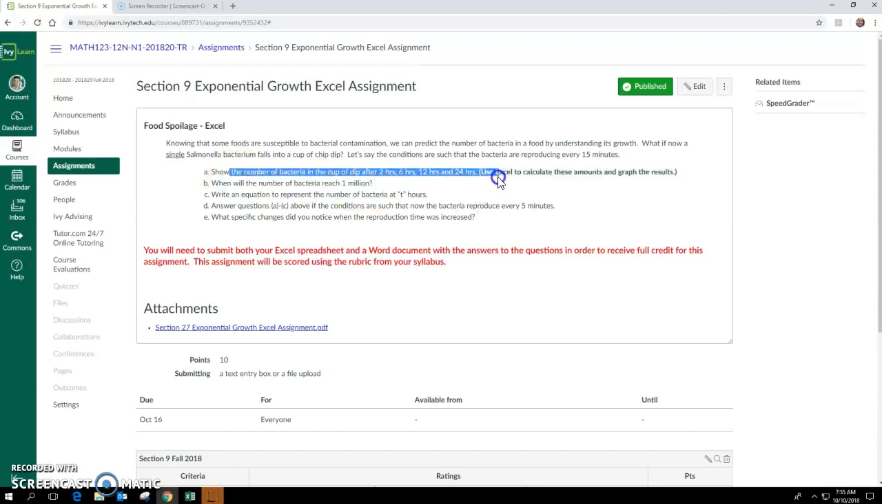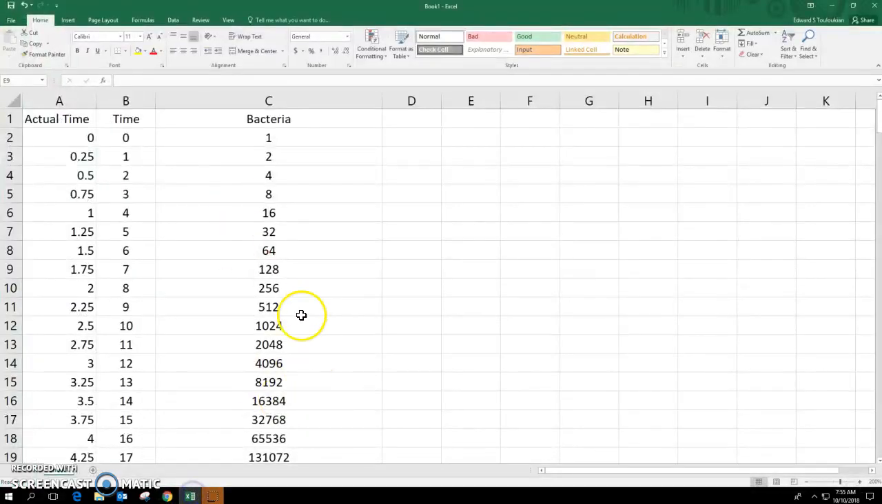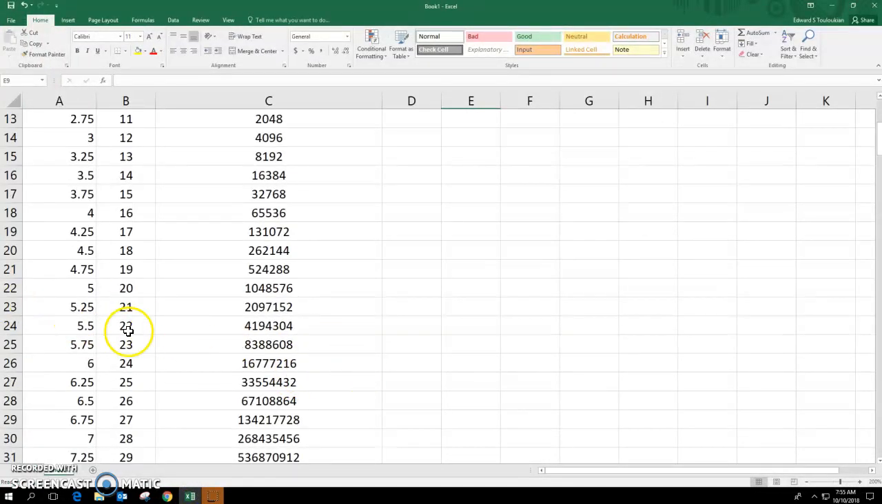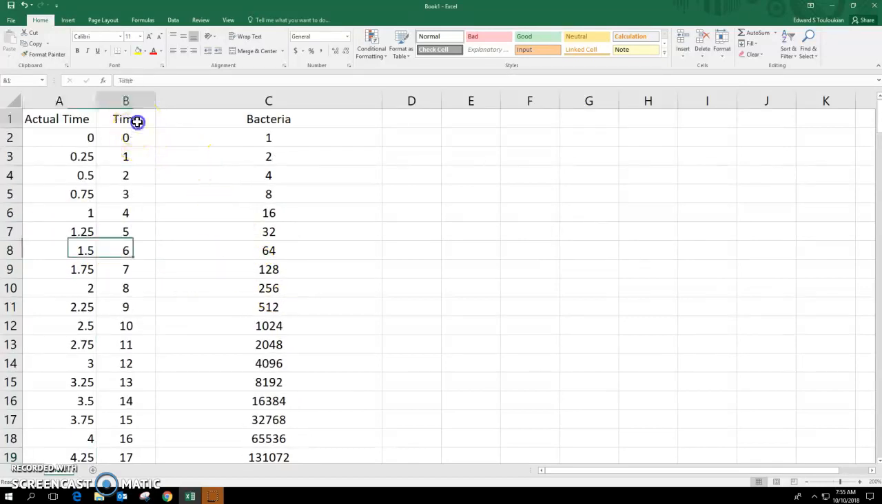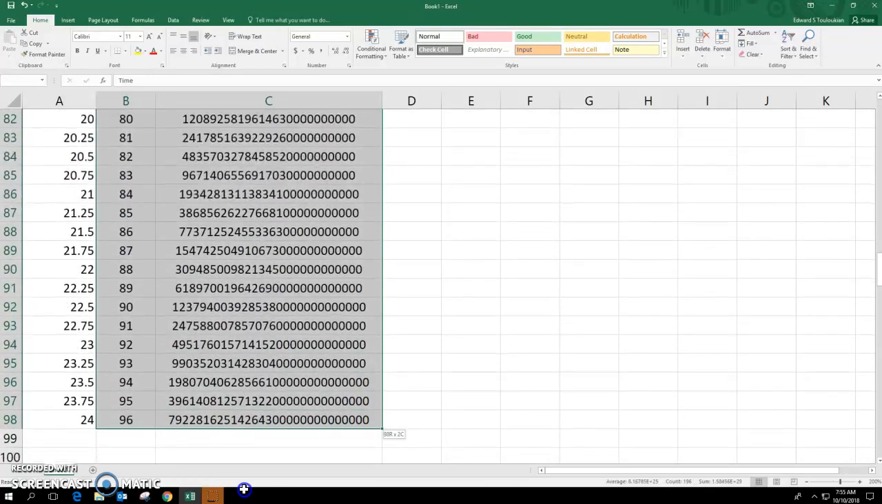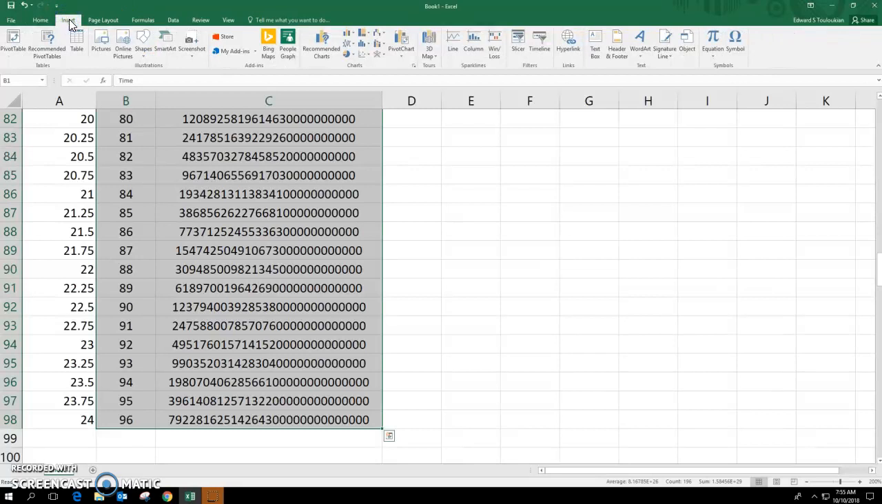Alright, so once we have this, we can kind of look over here, and it says, show the number of bacteria, use Excel to graph it, so we can graph that. When will it reach 1 million? Well, we can kind of look here and see when it's going to reach 1 million. Remember, if you say 17 is the answer, that's actually 4 hours and 15 minutes, so make sure that you kind of refer to that one. Now, when it says the graph, we can highlight all this stuff, and we're going to insert scatter plot.